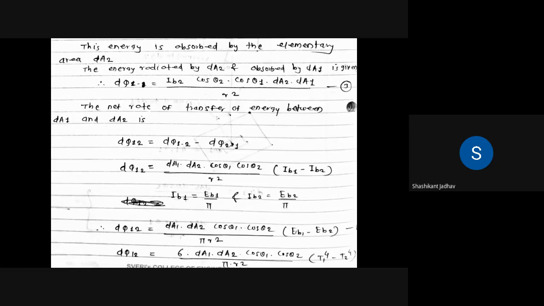Okay, did everyone understand? So how will this equation be? The small elemental areas we considered were dA1 and dA2, and between these two there will be a net rate of heat transfer. So how to calculate that net rate of heat transfer? By using this equation, that is sigma into dA1 dA2 cos theta 1 cos theta 2 divided by pi r square into bracket T1 raised to 4 minus T2 raised to 4. Then next slide. Write down that last equation as equation number 5.